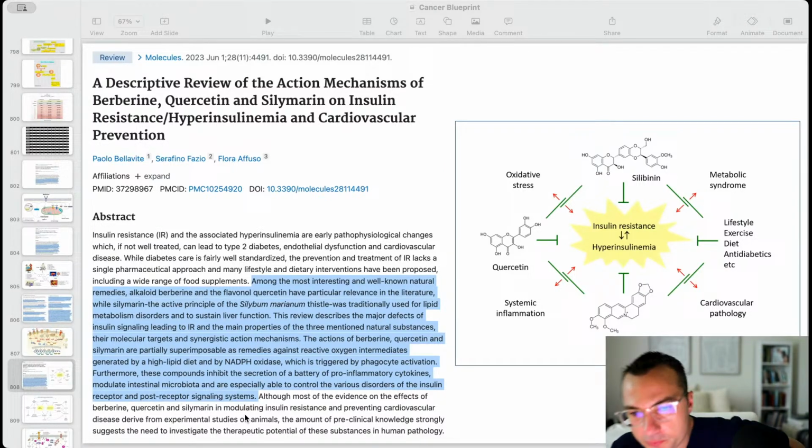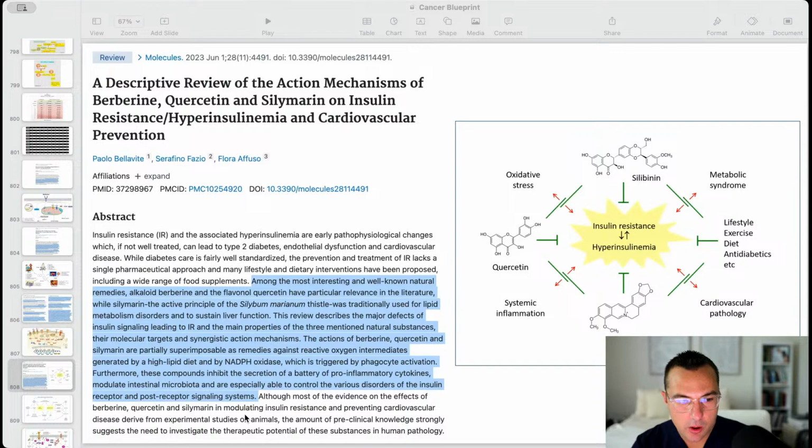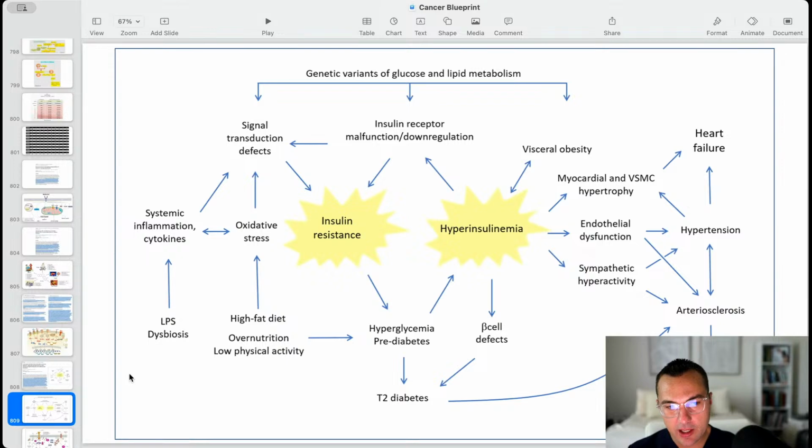Okay, that was a lot of mumbo jumbo that I want to go over because it all contributes to this metabolic syndrome and insulin resistance.